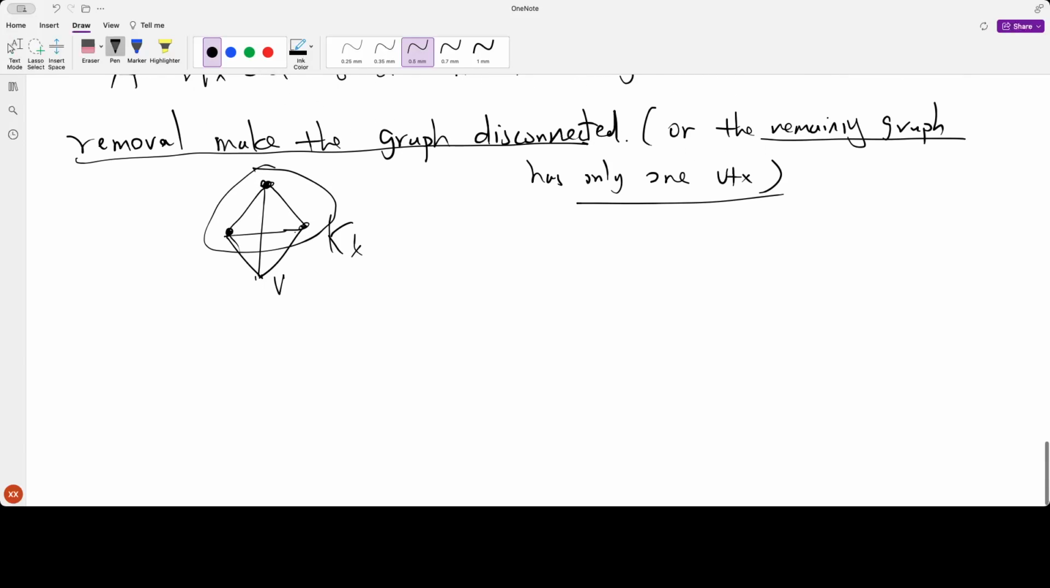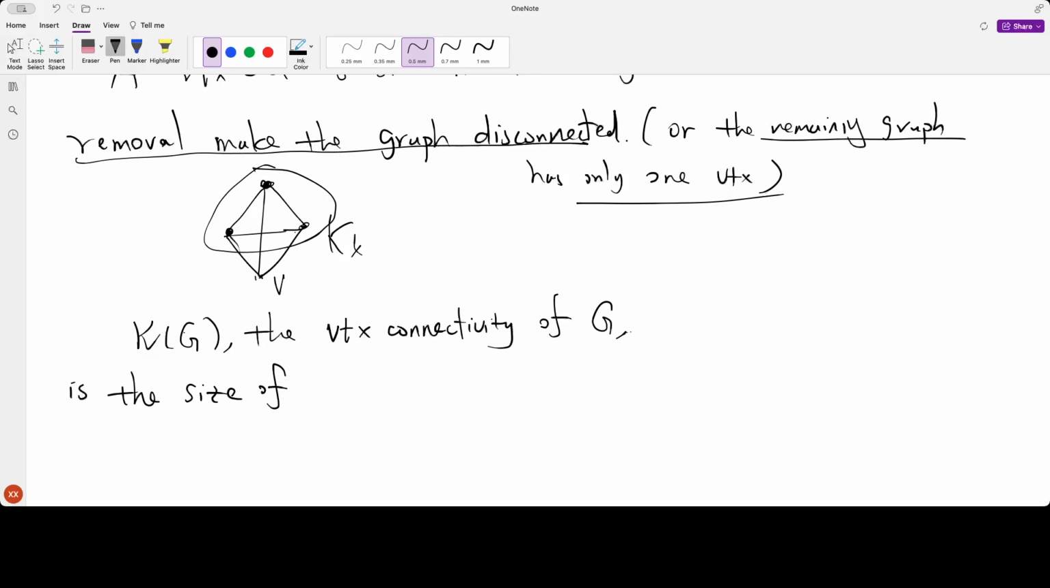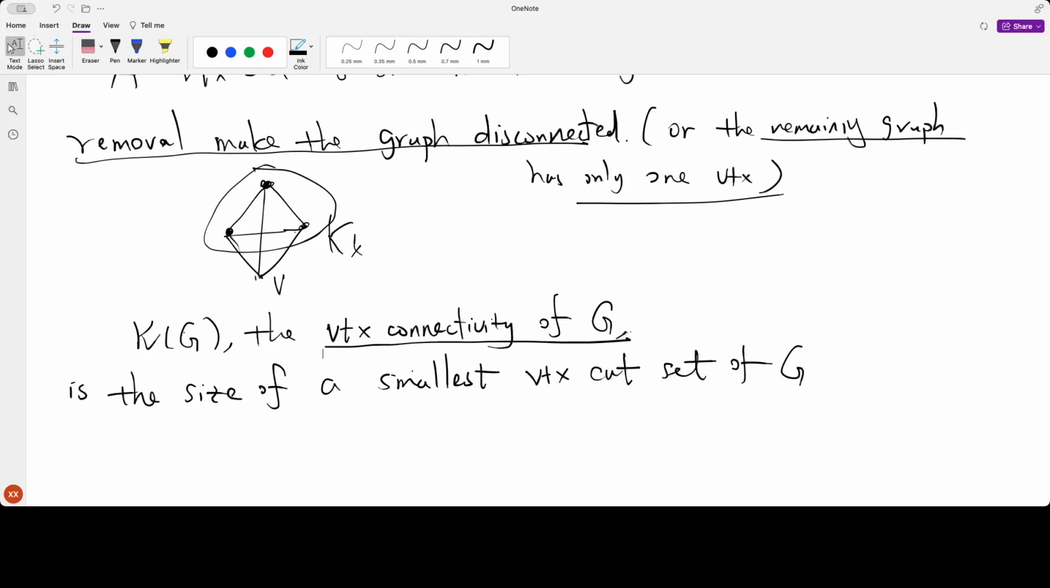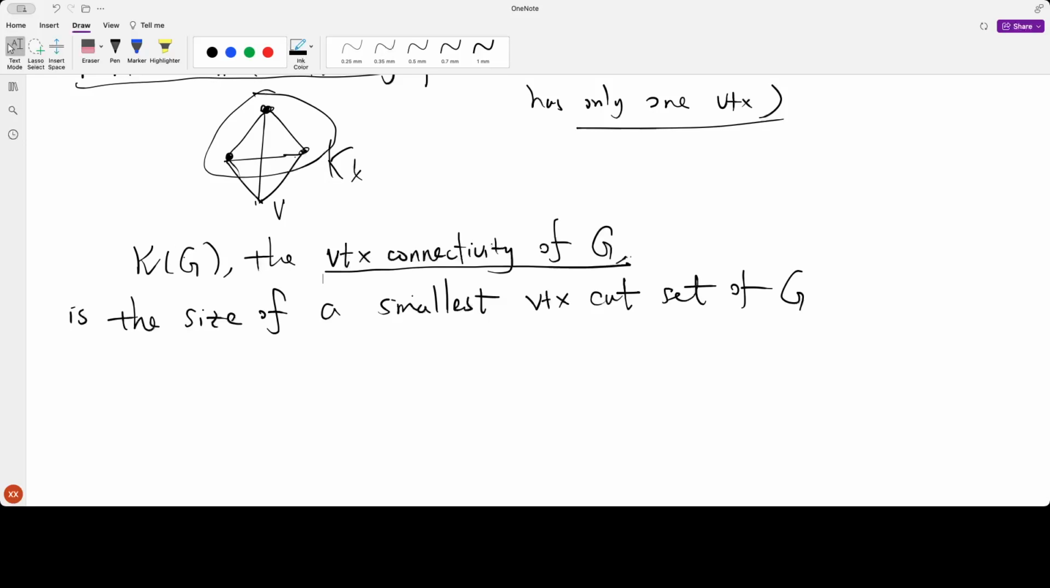And similarly, we will define kappa of G, and call it the vertex connectivity of the graph G. It is the size of a smallest vertex cut set of G. So the vertex connectivity of G is the minimum number of vertices you can delete to make the whole graph disconnected.